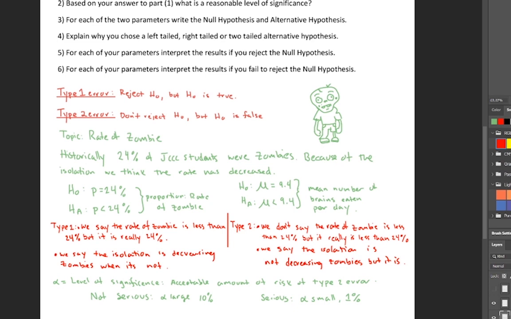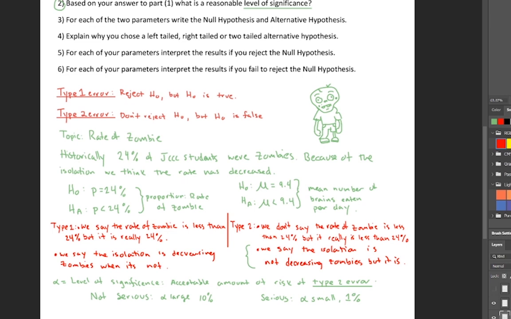So the next question here is, we're asked to decide on what a reasonable level of significance would be. So the level of significance is the acceptable amount of risk of a type 1 error. So how comfortable are you with coming to a wrong conclusion if this is the potential mistake that you're making?